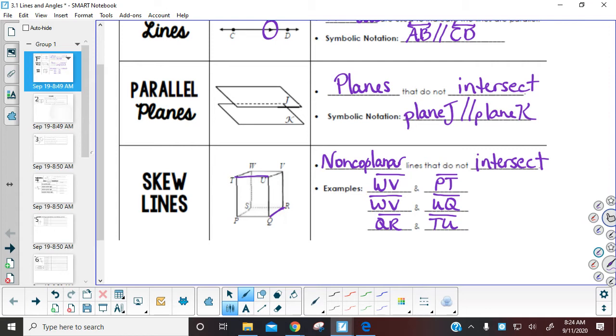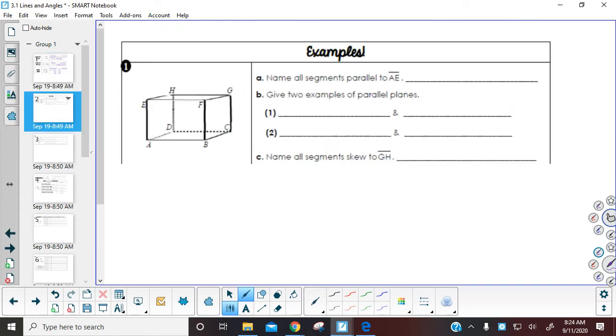So let's look at some examples. If you look here, it says name all segments parallel to AE. If we look at AE, it's running vertical. So any other segment running vertical would be considered parallel. So you've got segment BH, you've got segment BF, and you have segment GC. Anything running vertical is going to be considered parallel to EA or AE.